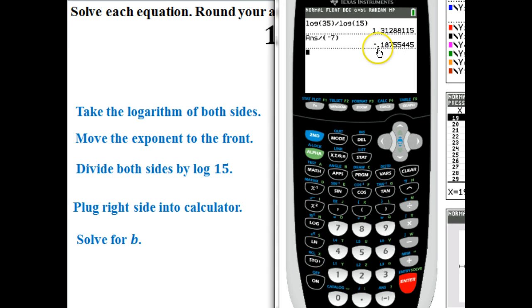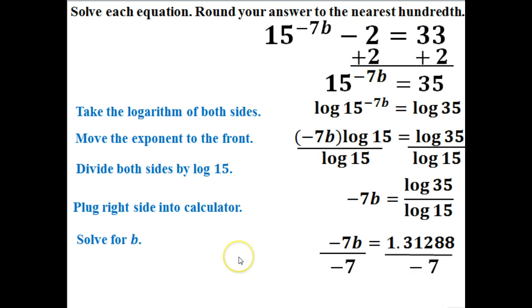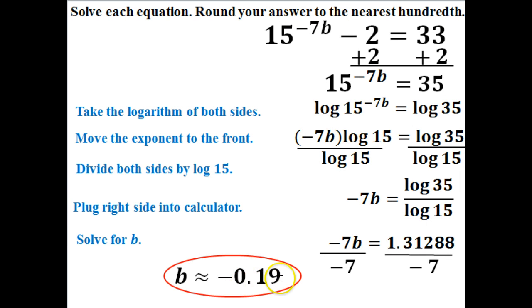So I take this one, negative 0.187. If it's 2 decimal places, that means I'm going to need to round up to negative 0.19. So now we just need to go over here and write that as our answer. Negative 0.19 will work. Now, on your homework, most of them ask you to round it to the nearest thousandth, which would be 3 decimals. So make sure that you pay attention to what it asks you to round it to.